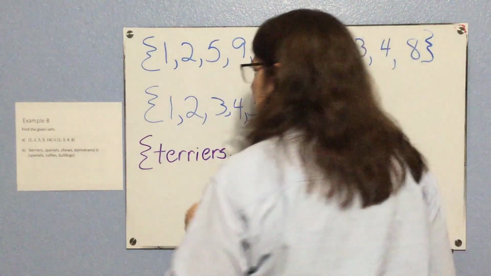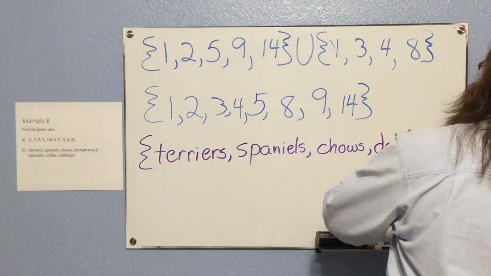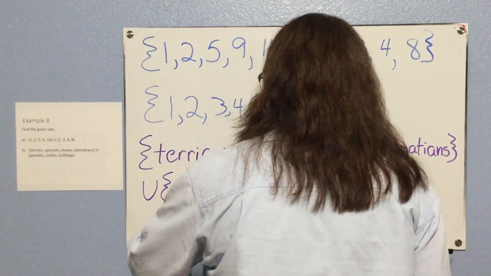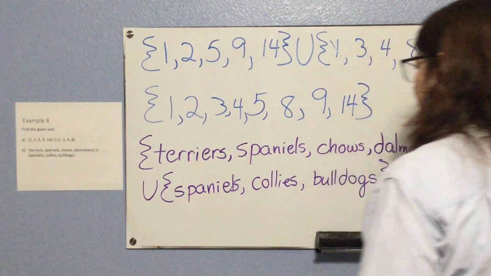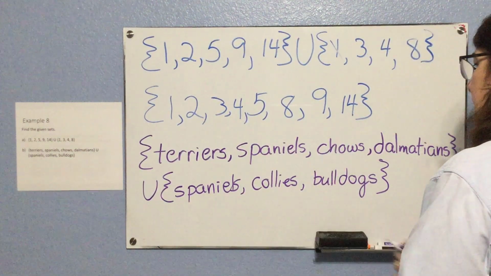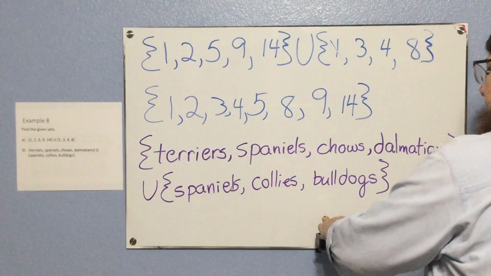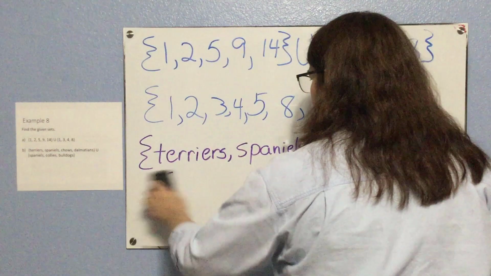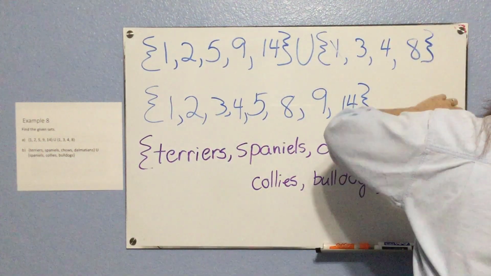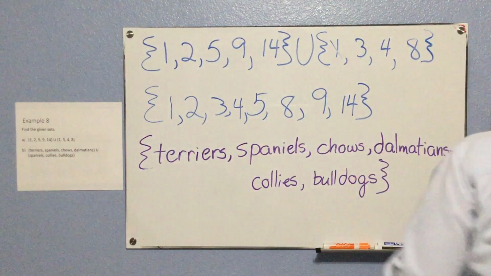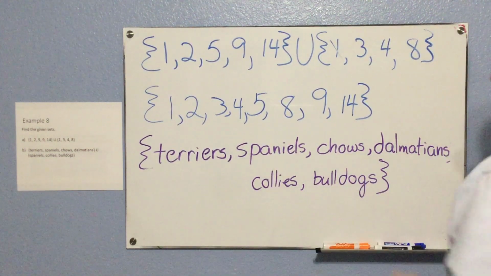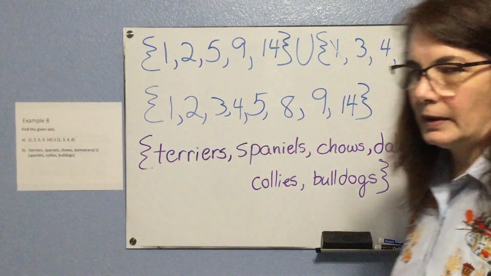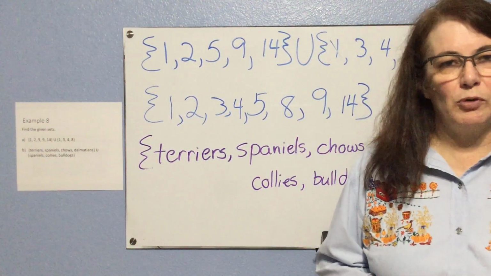Types of dogs. I have the union with this other set of types of dogs. Okay, to make a union between these two, I see that Spaniels is repeated, so I'm going to take that out. And I'm also going to take out that U and this curly brace. So now I have one set that includes everything that was in both sets. I'll pause the video now and work on checkpoint 9.